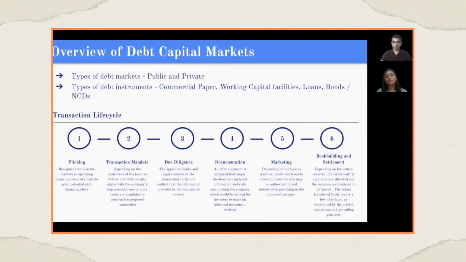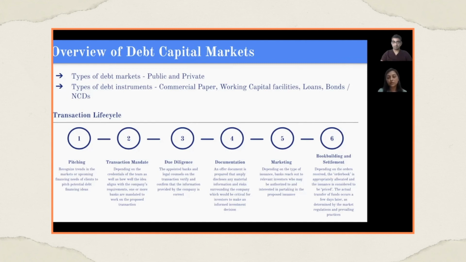On the private side, as I mentioned, for something like a bank loan, a few banks have come together and decided to give a loan to a particular company. This is not something that would typically be listed on an exchange. So this is more in the domain of the private debt markets.